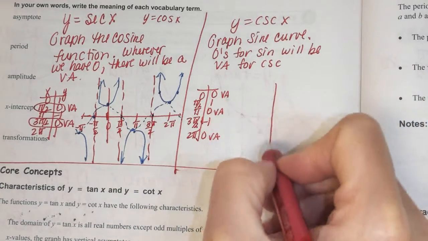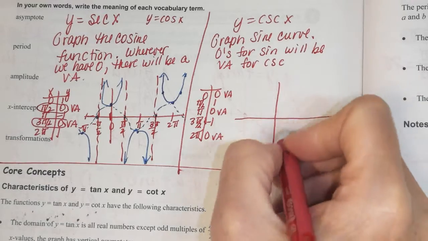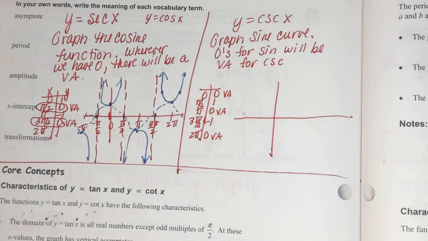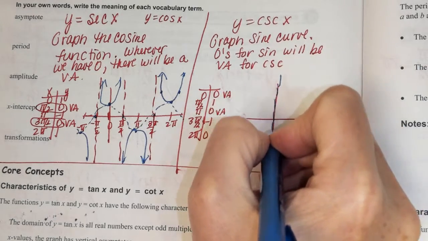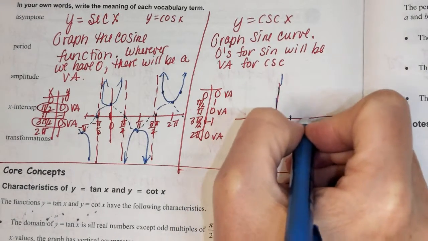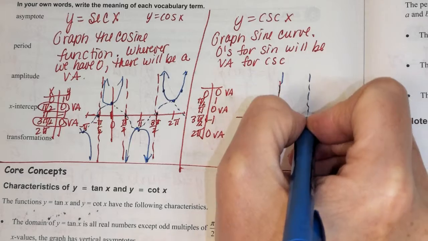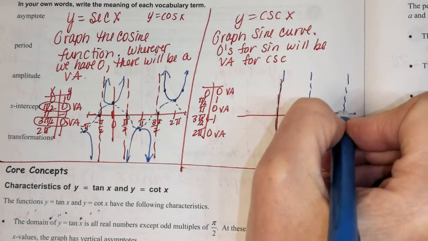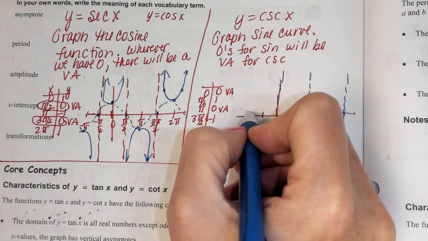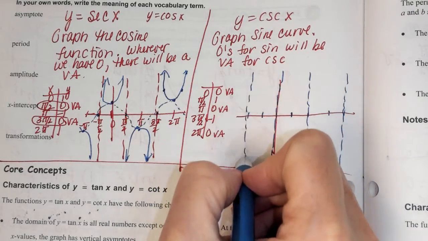So now I'm going to make my axes. At 0, I'm going to have a vertical asymptote. Here's pi over 2. At pi, I'm going to have a vertical asymptote. At 2 pi, vertical asymptote. And at negative pi, a vertical asymptote.